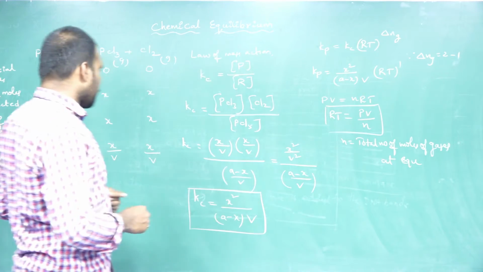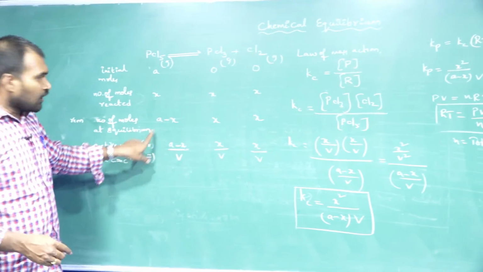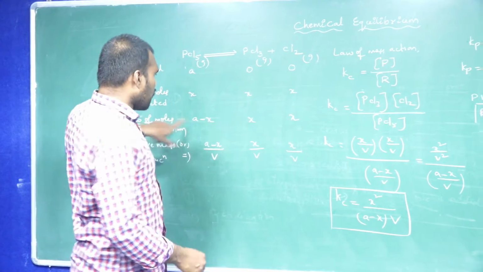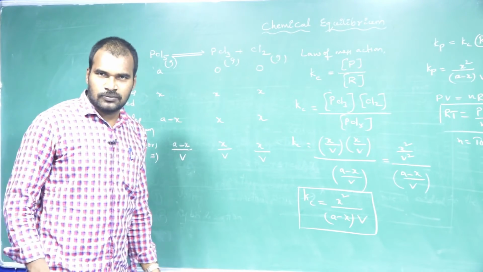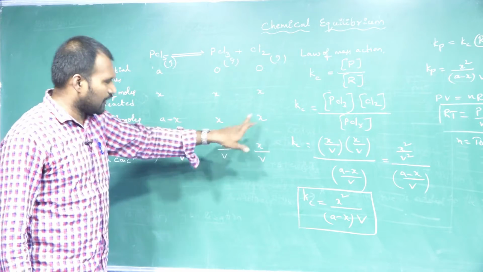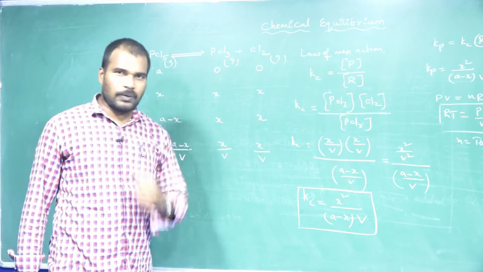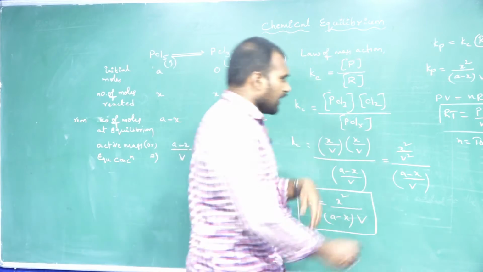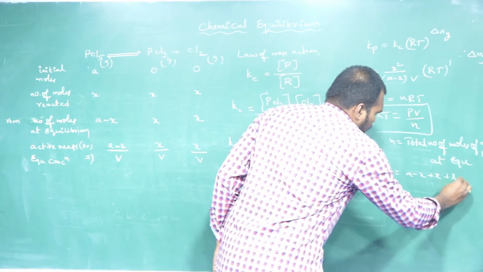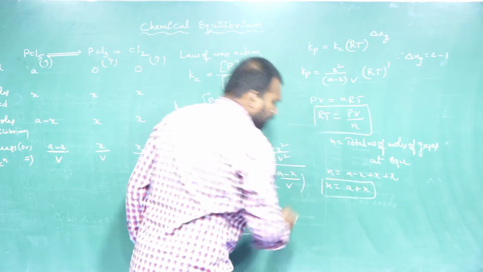If you see the number of moles at equilibrium, reactants are A minus X, products are X and X. The sum of all this becomes the total number of moles. If you add all this, A minus X plus X plus X, minus X plus X cancel. Remaining is A plus X. So N is equal to A plus X.